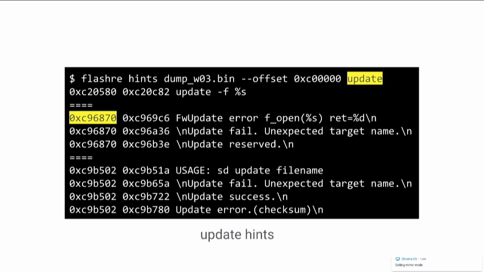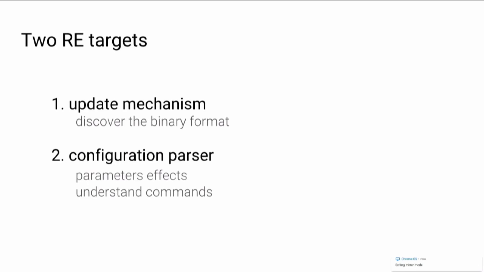So what we can do next is try to execute some code. I would like to set 2 reverse engineering targets. The first one is the update function, and the other one is the configuration parser. Over the past 3 years, of course, I did a little bit more than that. I reversed many more functions, but these 2 are really important to get code execution.